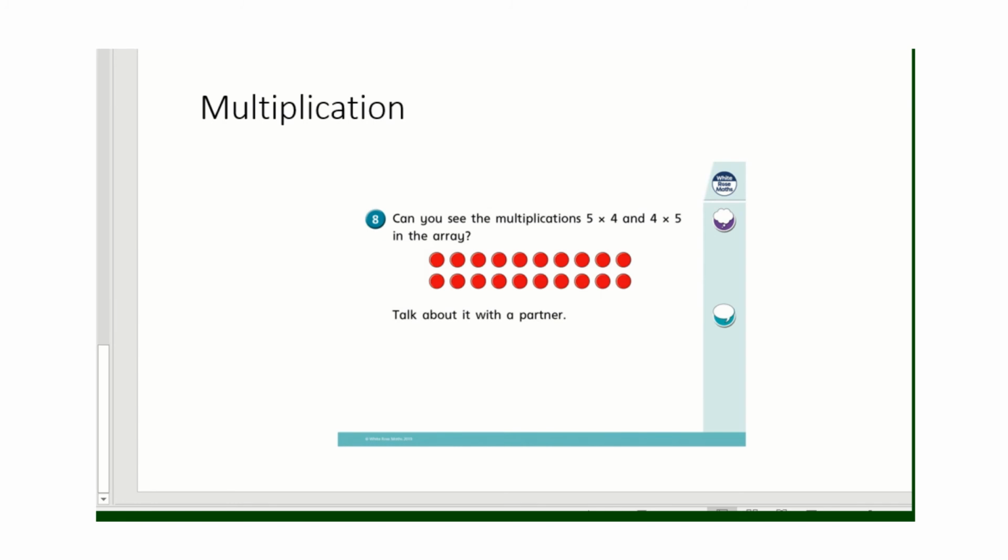Now then, to finish with, I've left us with a little problem. Can you see the multiplication 5 times 4 and 4 times 5 in this array? Maybe can you group them? That's what we have to do, isn't it? Group them. Talk that through with an adult.